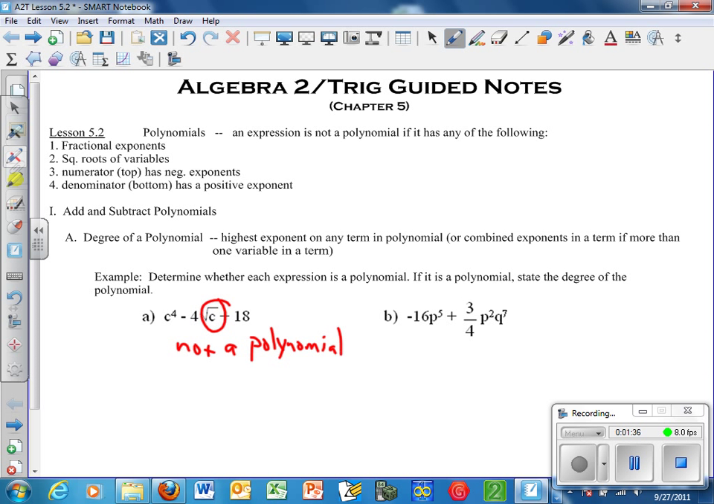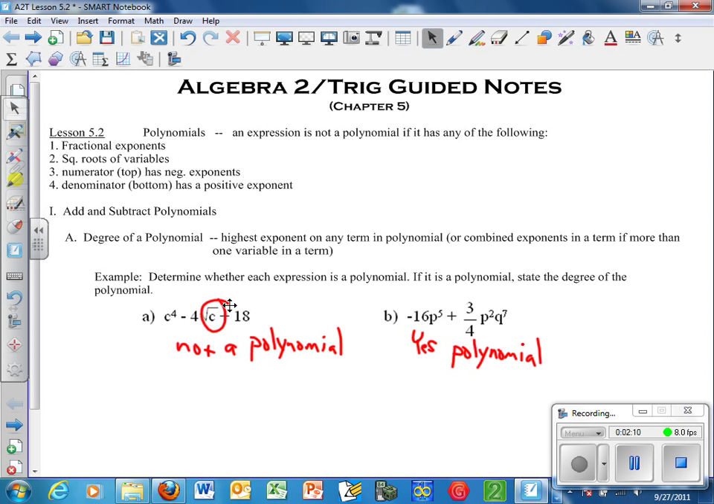Okay, if we go to the second one, letter B, negative 16 p to the fifth plus 3/4 p squared q to the seventh. The first term is fine. We have a variable to a positive exponent. We have this fraction 3/4. Now we said there can't be fractional exponents, but you can have a coefficient, which is what's in front of the variables, be a fraction. Okay, and then p squared, q to the seventh, they're both positive exponents. So yes, this is a polynomial. And we need to find the degree.